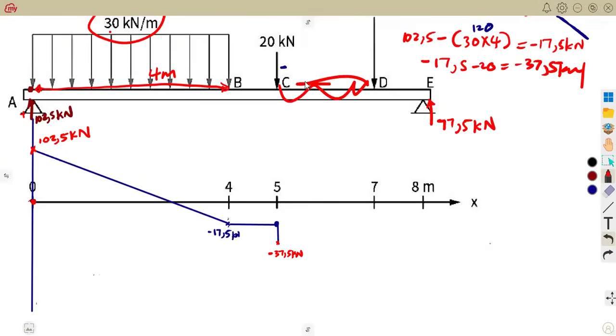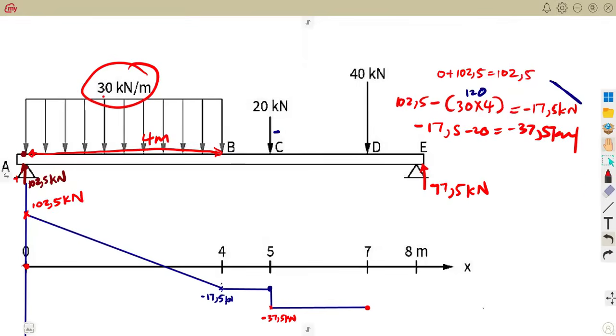Then from C to D, there's nothing in between. So it will be just a straight line maintaining the same value of negative 37.5. It is still the same value that you have at point D. Then at D, there is a point load. A point load carries a negative. So at negative 37.5, we are going to subtract a 40. So it will be minus 77.5 kilonewton.